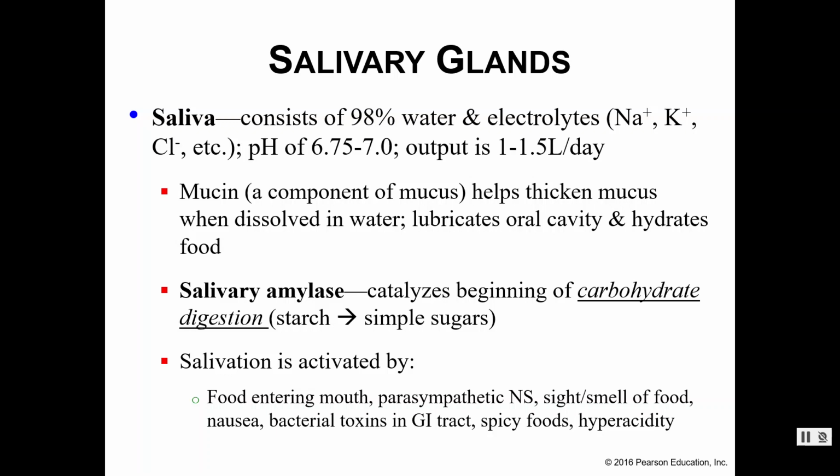Becoming nauseous, which that one, we probably don't really think about a whole lot. But if you can think back to the last time you felt nauseous, you may have noticed that you had a little extra spit going on inside of your mouth. That's just kind of gross. Bacterial toxins in the GI tract can lead to excessive salivation. Spicy foods or hyper acidic foods can also lead to excessive salivation. So lots of different ways to activate the production of saliva.